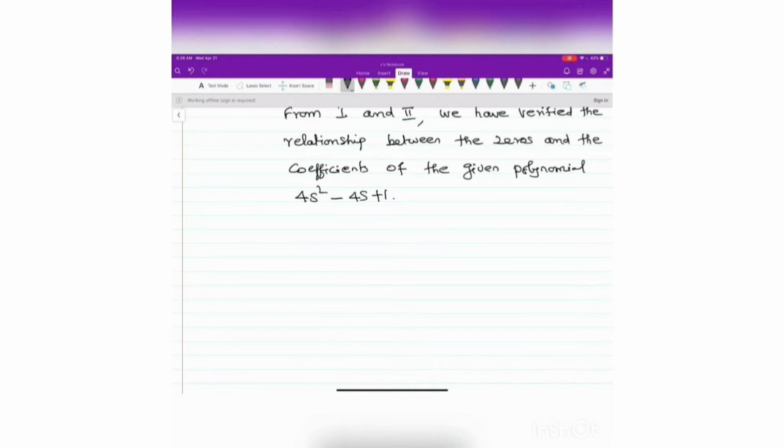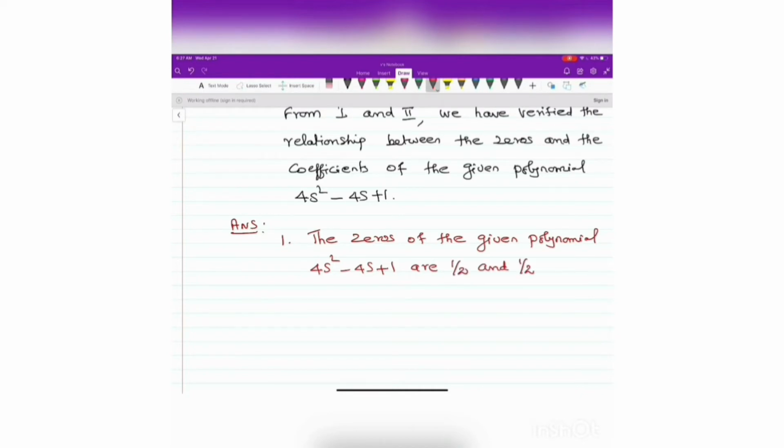Now, both the answers put together, you have to give your final answer. That is very, very important. Answer: first part, the zeros of the given polynomial 4s square minus 4s plus 1 are 1 by 2 and 1 by 2.